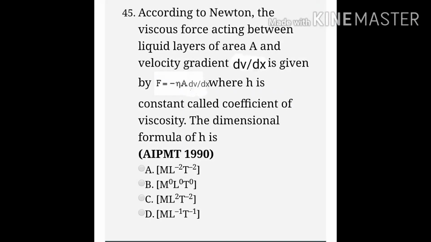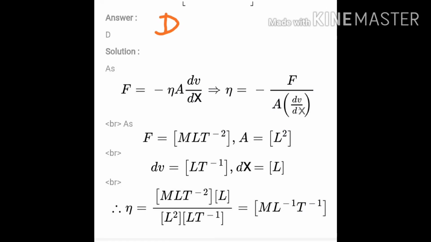Question number 45. According to Newton, the viscous force acting between the layers of area A and velocity gradient dV by dx is given by F is equal to minus eta A dV by dx, where eta is a constant called the coefficient of viscosity. The dimensional formula of eta is option A M power 1 L power minus 2 T power minus 2, option B M power 0 L power 0 T power 0, option C M power 1 L square T power minus 2, option D M power 1 L power minus 1 T power minus 1. The option for question number 45 is D.